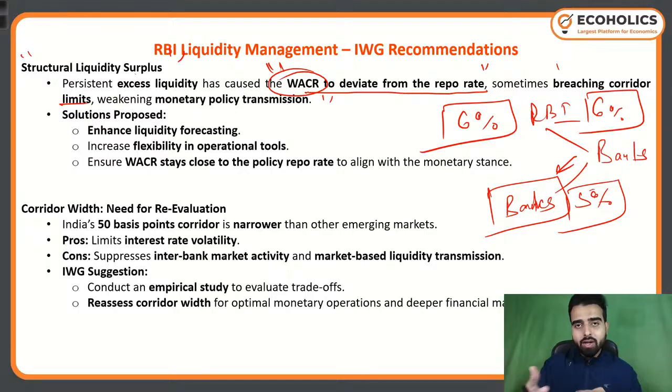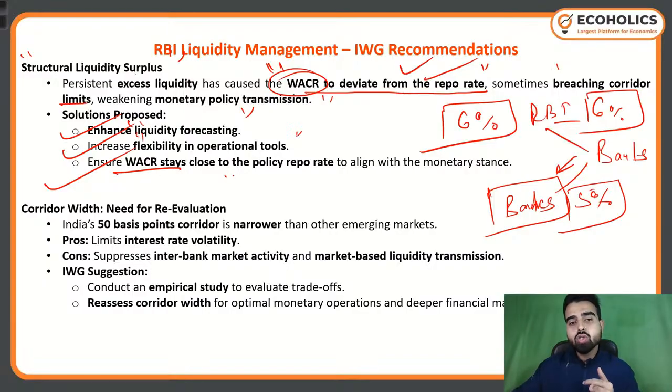The call rate is what? The call rate is the interest rate at which interbank operations happen. Banks are lending to each other. That interest rate we call the call rate. And when we take the average, we call it WACR. So WACR is getting deviated from the repo rate. RBI is trying to keep the repo rate at 6%, but WACR is working around 5%. Reason? Persistent excess liquidity. So what they said: enhance liquidity forecasting, increase flexibility in operation tools, and ensure WACR stays close to the policy repo rate to align with the monetary stance.